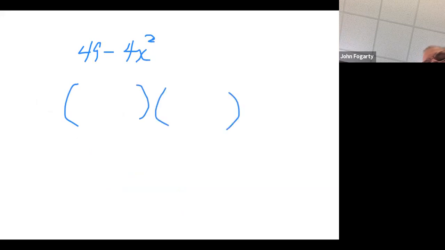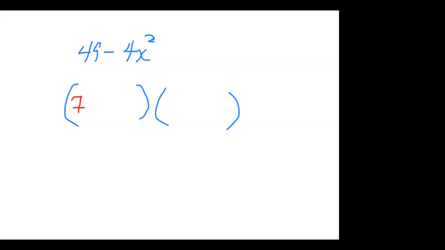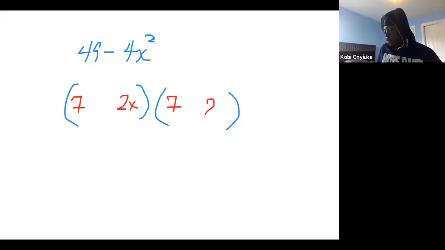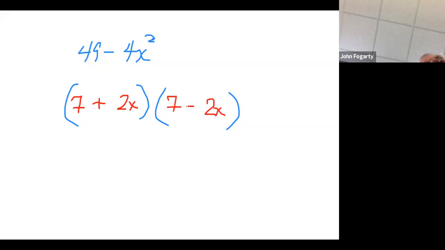Let's try one more. 49 minus 4x squared. I wonder if that's the difference of two squares. Well, it's the difference for sure. And it is the difference of two squares if 49 is perfect and 4x squared is perfect. Well, we know 4x squared is perfect. We just did it. What's the square root of 49? 7. What's the square root of 4x squared? 2x. And then one's plus and one's minus. Not a big deal, right?